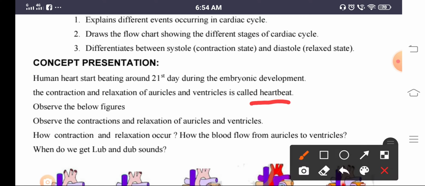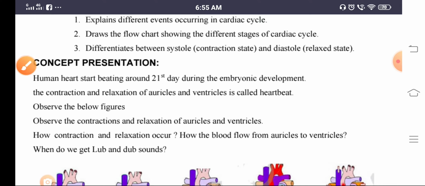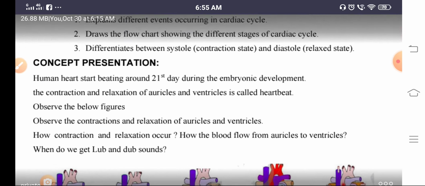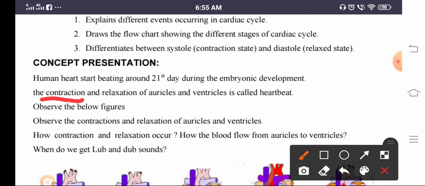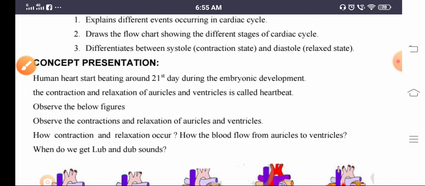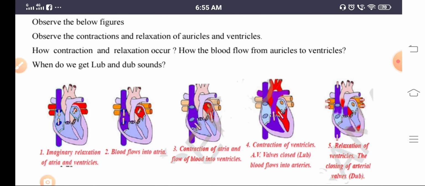What is a heartbeat? One contraction and one relaxation of the auricles and ventricles is called a heartbeat, or one lub, one dub, or one systole and one diastole is called a heartbeat. So we can say it in three ways: one contraction and one relaxation, or one lub and one dub, or one systole and one diastole of the auricles and ventricles is called a heartbeat.